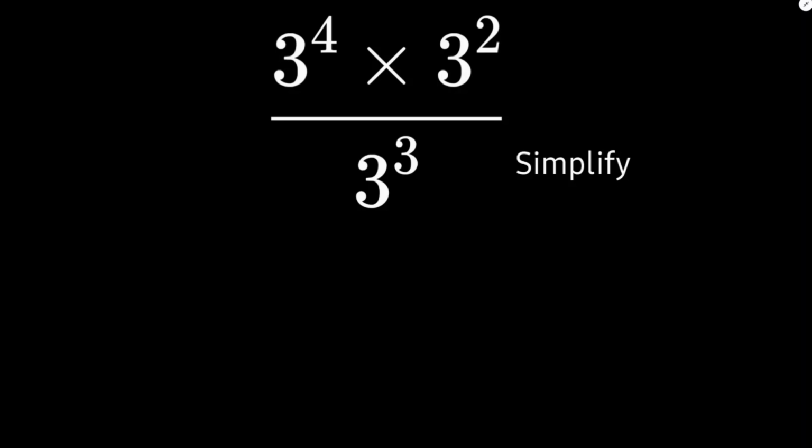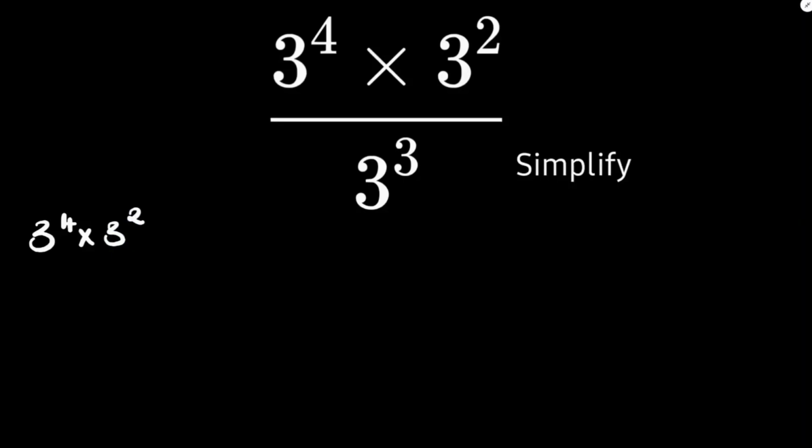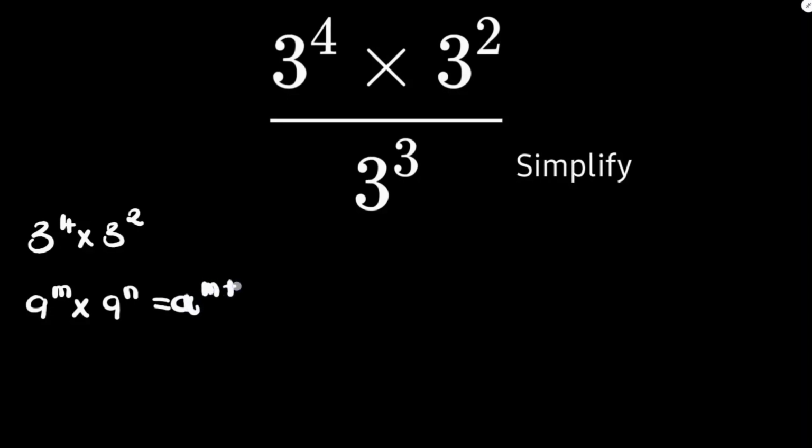So let's take the numerator first and simplify it. So 3 to the power 4 times 3 squared. Now to simplify this, we can use a law of indices which says a to the power m times a to the power n is equal to a to the power m plus n. So that is what we have in that case.